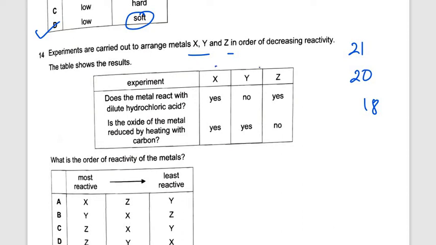So you have put X, Y, Z. Does the metal react with hydrochloric acid? You said yes, no, yes. So see, Y didn't react, right? So it means it is your least reactive. It is not reacting even with the acid.